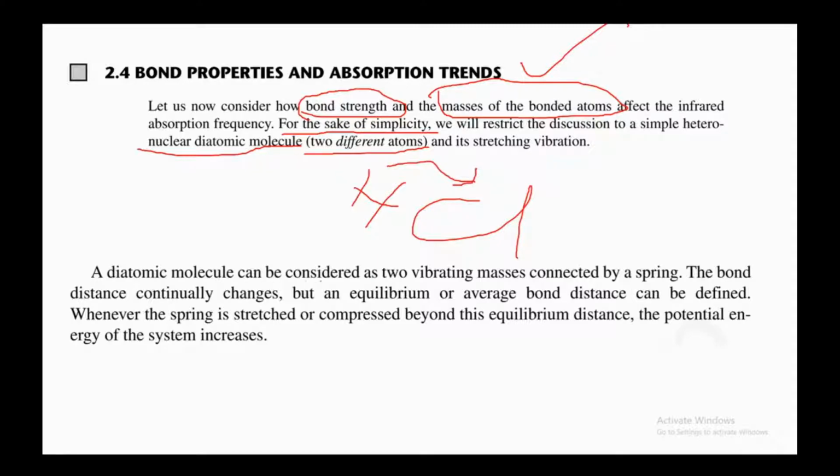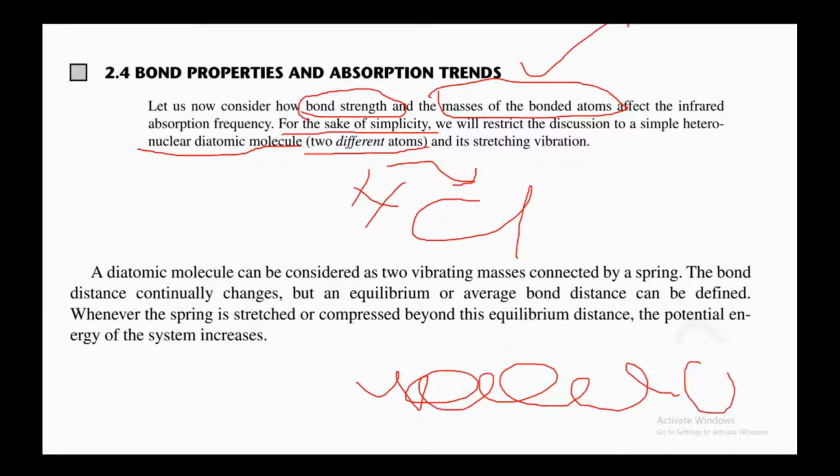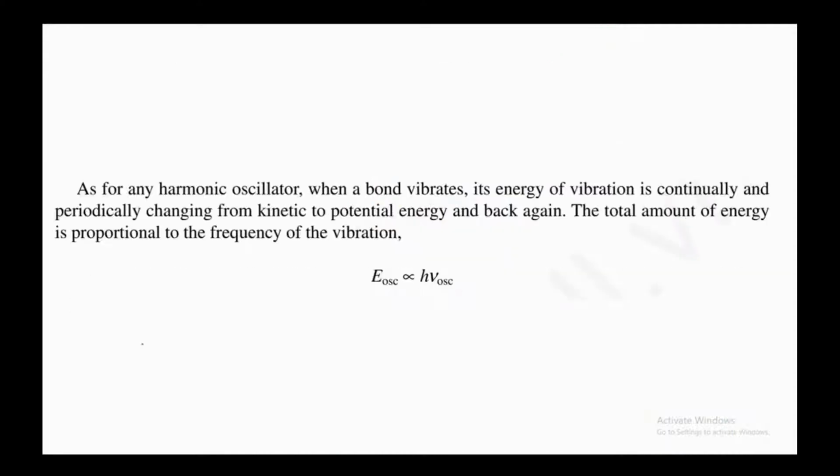A diatomic molecule can be considered as two vibrating masses connected by a spring. So consider this is a spring. On one side we have a chlorine and on the other side we have a hydrogen. The bond distance continually changes, but an equilibrium or average bond distance can be defined. Whenever the spring is stretched or compressed beyond this equilibrium, the potential energy of the system increases.